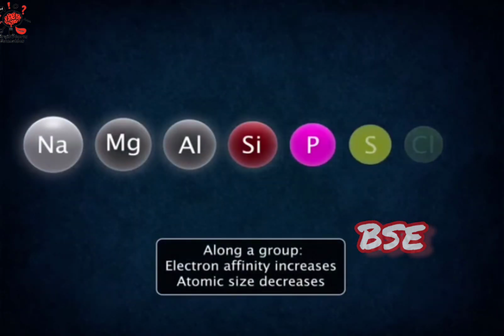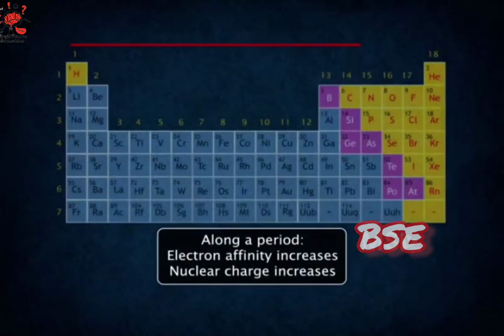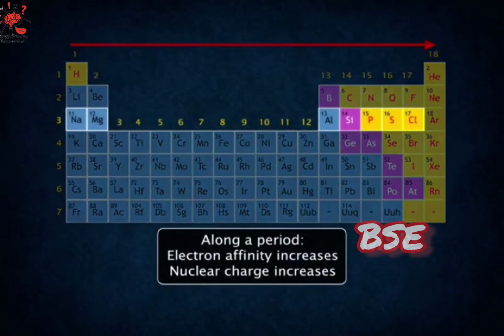Electron affinity increases from left to right across the period because of a decrease in atomic size and the increase in nuclear charge. This causes the incoming electron to experience a greater pull from the nucleus, thus giving a higher electron affinity.